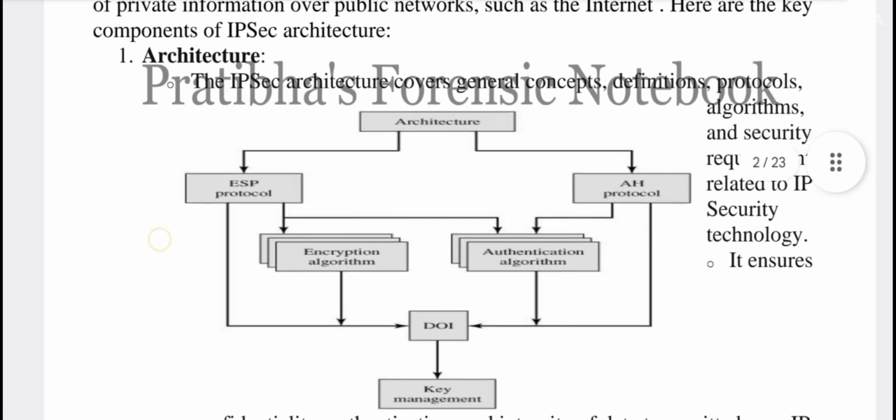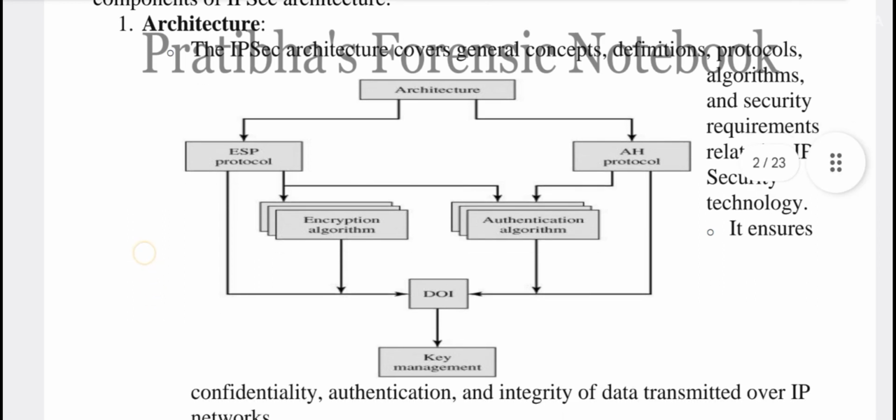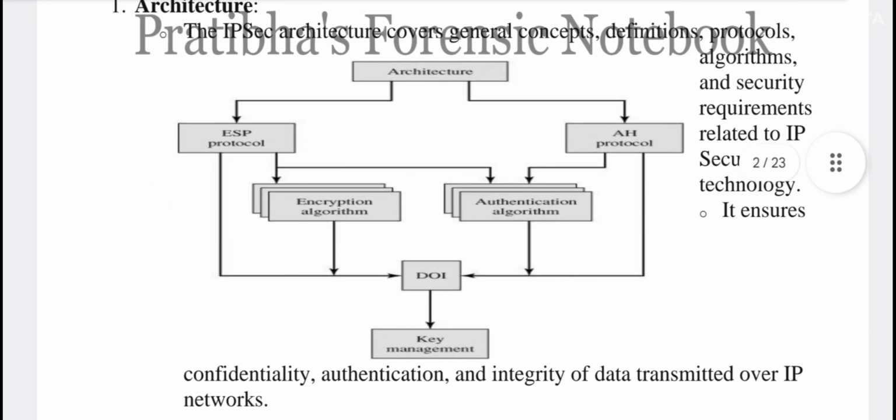And DOI is Domain of Interpretation, so that after that the data can be interpreted in a readable format. Then key management, like how the sender and receiver will get their keys, like public key and private key. Public and private keys we will study in cryptography. So now let's study the definition of each.